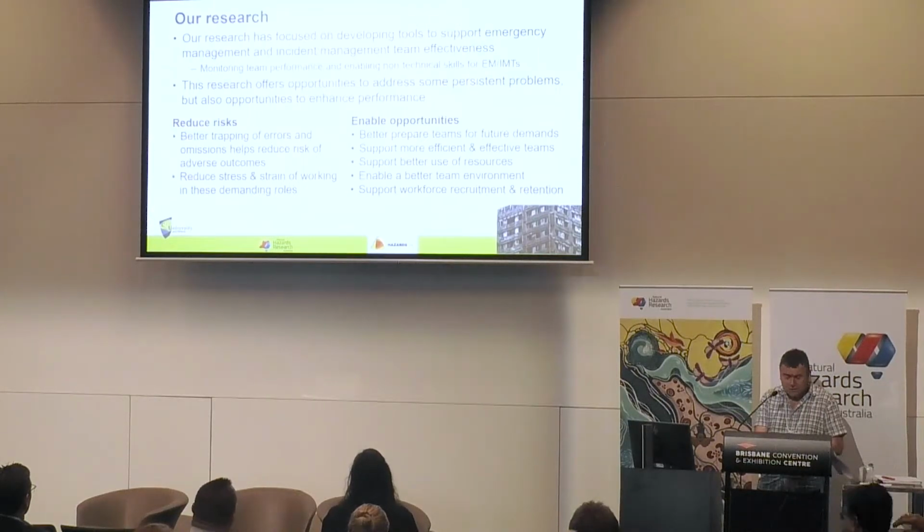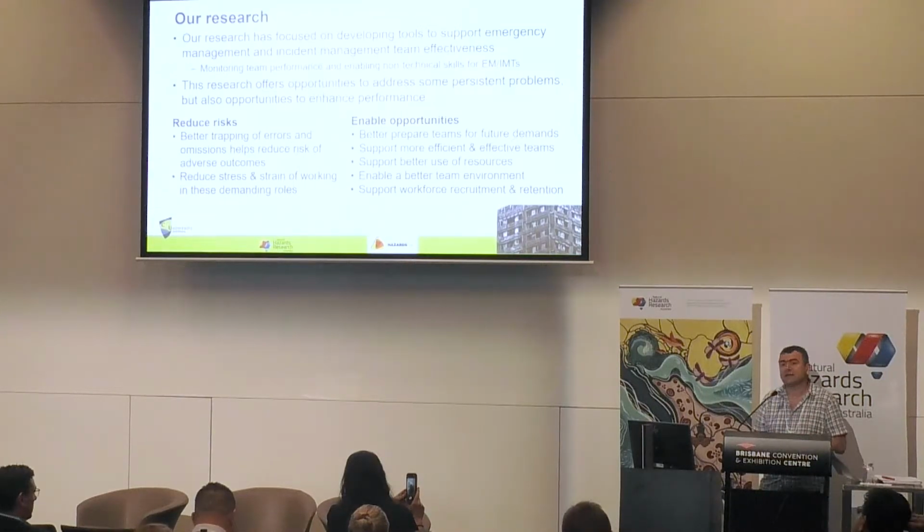And the research offers, I think, opportunities to address some issues or problems, but also to actually improve performance. So some of the obvious risks are all teams make errors, omissions, mistakes. Picking those up early and then doing something about them reduces the likelihood of those mistakes or errors or omissions translating into an adverse outcome. And of course, these are often difficult roles, people are working long hours, stress, fatigue, high stakes. If we can reduce the strain and stress by removing a little bit of that cognitive load, by actually creating more straightforward teams, then we provide the opportunity to create a better team environment.